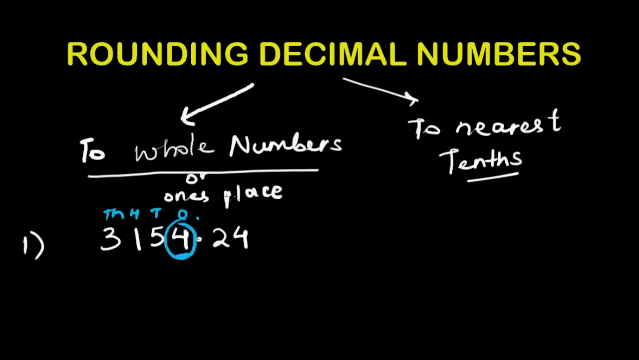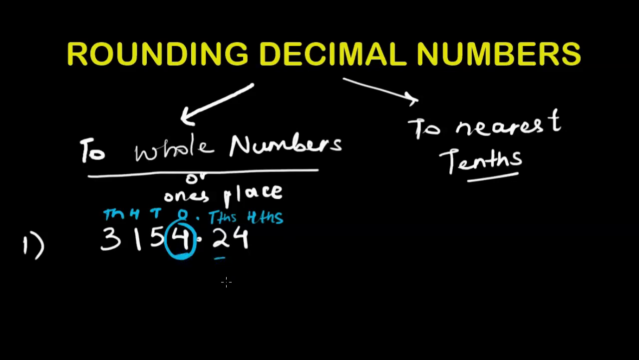On the right side of the decimal, the first place is the tenths place. I'm putting it as TTHS. The hundredths place is HTHS. If we have to round to the ones place, we check the number on the right side.